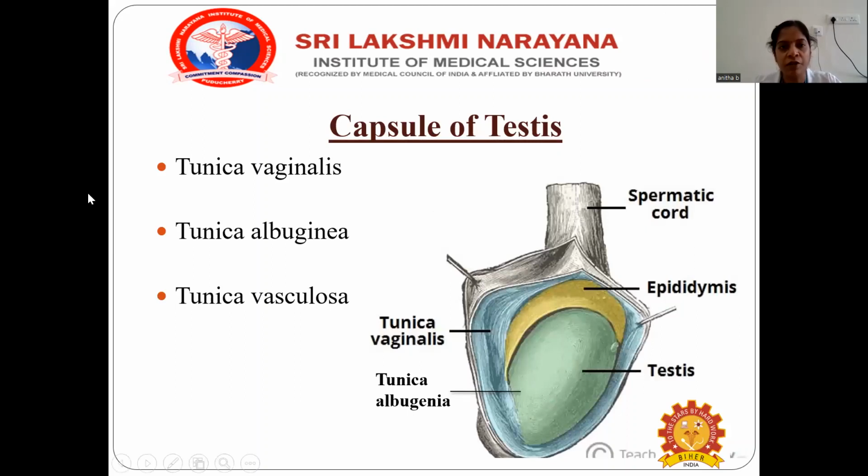When you see the testis, it is covered by 3 layers. They are called the capsules of the testis. You can see here this blue color, that is the visceral layer of tunica vaginalis. This is the parietal layer, and this is the visceral layer of tunica vaginalis. In between them, a cavity will be there. It contains fluid. Then the next layer is the tunica albuginea. This is thick white fibrous tissue. It is adherent to the testis. When you cut open, within that you can see the tunica vasculosa. So what are the coverings of the testis? They are the tunica vaginalis, tunica albuginea, and tunica vasculosa.